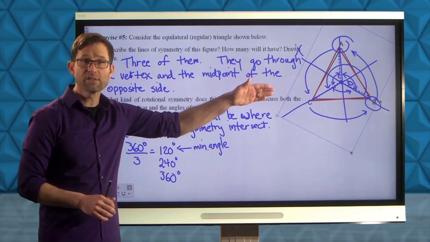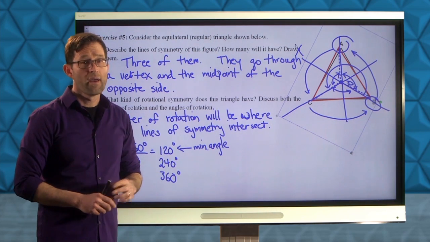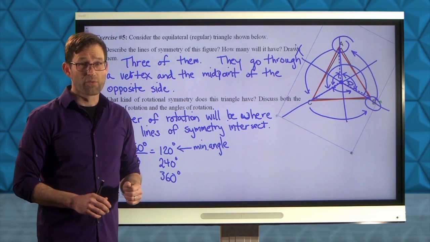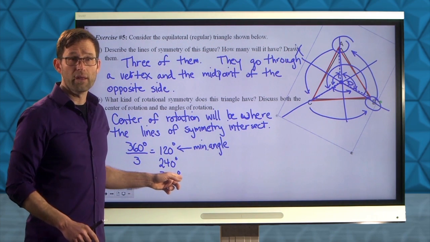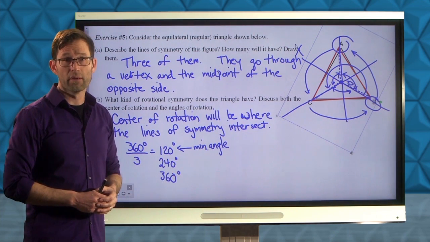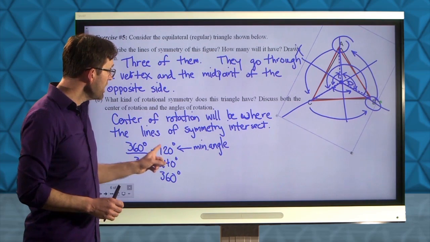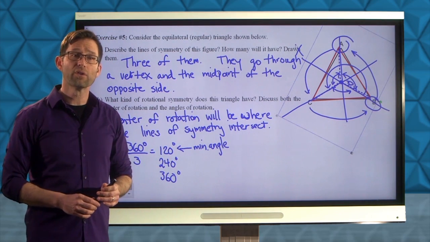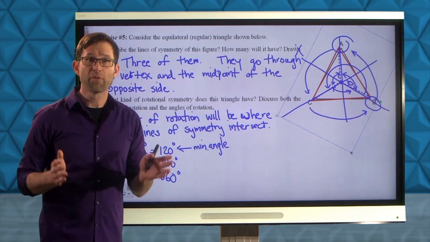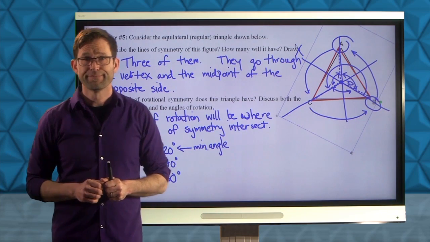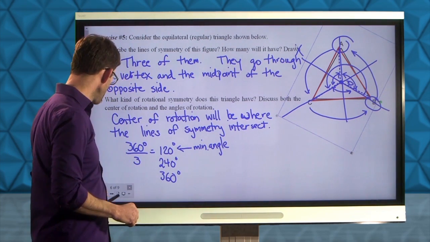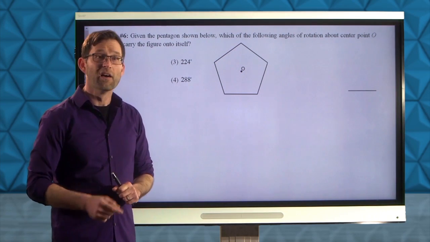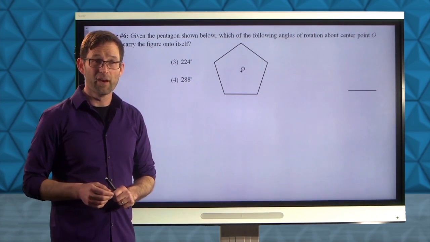So 3 lines of reflective symmetry, and at least 3 angles of rotational symmetry, although I could take that 360 and add another 120 and have a 480 degree rotation. Any integer multiple of that 120 degrees will map the figure onto itself. And we're going to see that in another exercise. Coming right up. And when I mean coming right up, I mean coming right up.